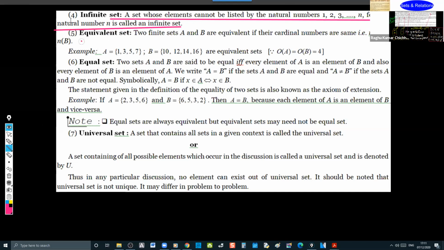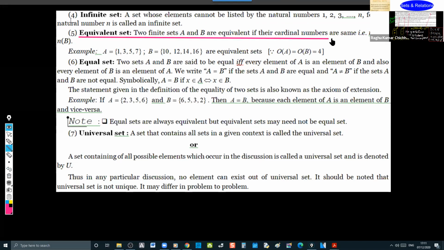Now, this is what I'd like to insist upon. What are the equivalent sets? Equivalent set means if the order of two sets, or the cardinal number of two sets, is same, n of A is equal to n of B, then they are said to be equivalent sets. For example, A is equal to 1, 3, 5, 7. B is equal to 10, 12, 14, 16. Number of elements of A is 4. Number of elements of B is 4. So O of A is equal to O of B is equal to 4. These are said to be equivalent sets.